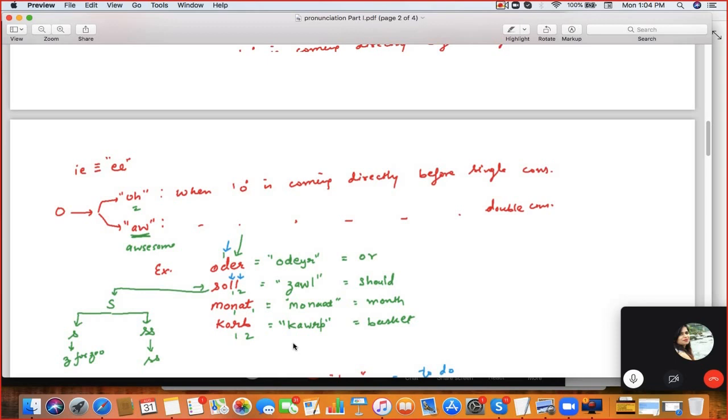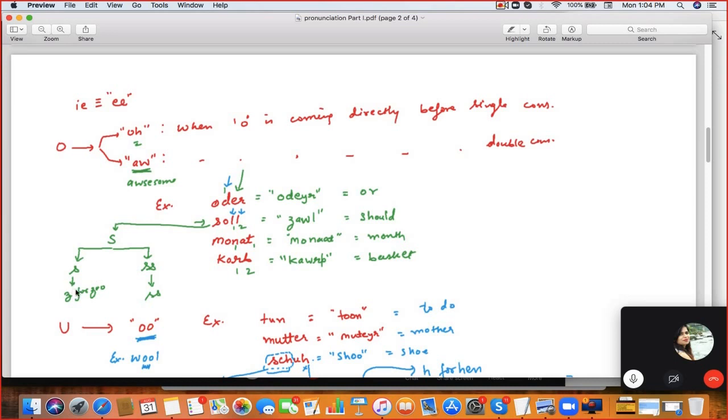Okay. Got it? Order, Zoll, Monat and Korb. Single S is Z, double S is ss. B in the end is P. Order, Zoll, Monat and Korb. Tell me any doubt? No. It's clear.